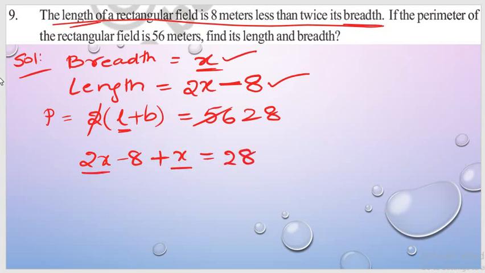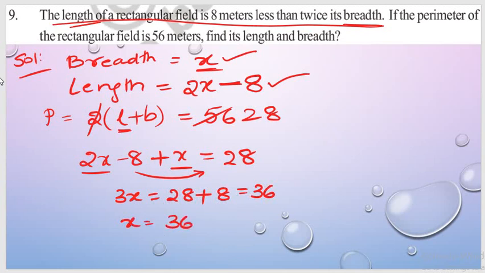So 2x plus x is nothing but 3x. This minus 8, if I transpose, it becomes plus 8. So 28 plus 8 is nothing but 36. So x is equal to 36 divided by 3, which gives you 12. So the value of x is 12.